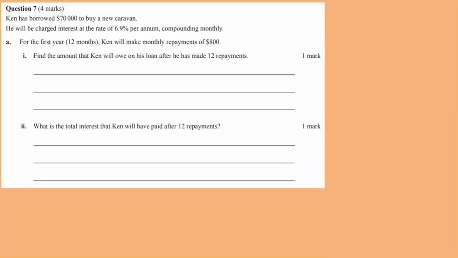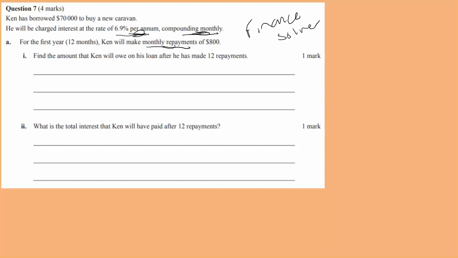Next question. Ken has borrowed $70,000 to buy a new caravan. He will be charged interest at a rate of 6.9% per annum, compounded monthly. For the first 12 months, Ken will make monthly repayments. As soon as I see something like this, monthly, per annum, making repayments, straight away I'm going to say, all right, I'm up to my finance solver questions.